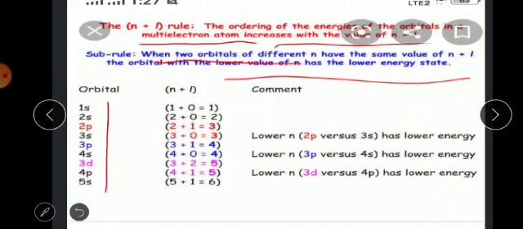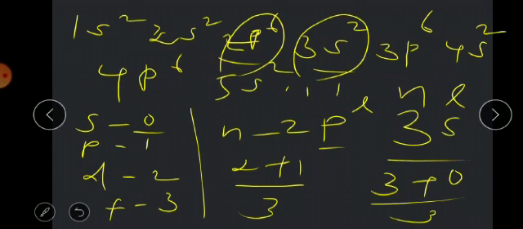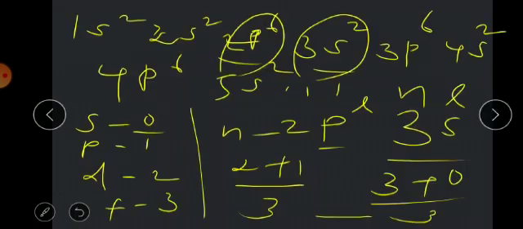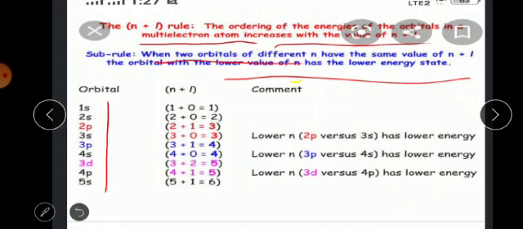See here, the second rule: when two orbitals of different n have the same n plus l value, the orbital with the lower value of n is filled first. Here n is different, 2 and 3, but the n plus l value is similar, 3 and 3. So now we are going to see the lowest value of n. Among these, 2 is the lowest. That is why in this portion we are writing 2p first, then 3s. Understand? So this is the second rule.